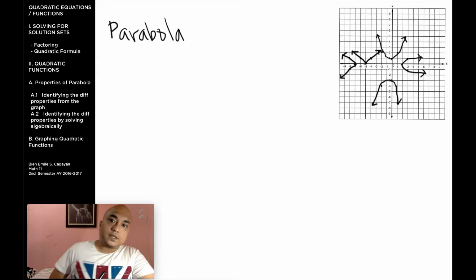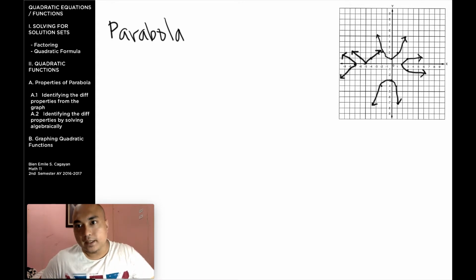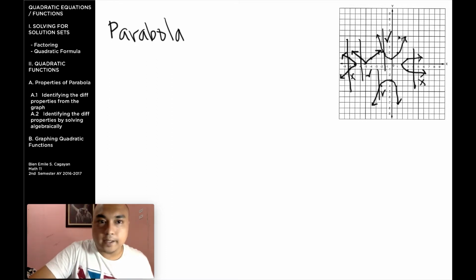But we are going to discuss quadratic functions. If it's a function, using the vertical line test, it should intersect at only one point. This one intersects at two points, so it's not a quadratic function. This intersects one point, so this is a quadratic function. This one is a quadratic function as well. However, this one is not, and this one particularly is a quadratic function as well.